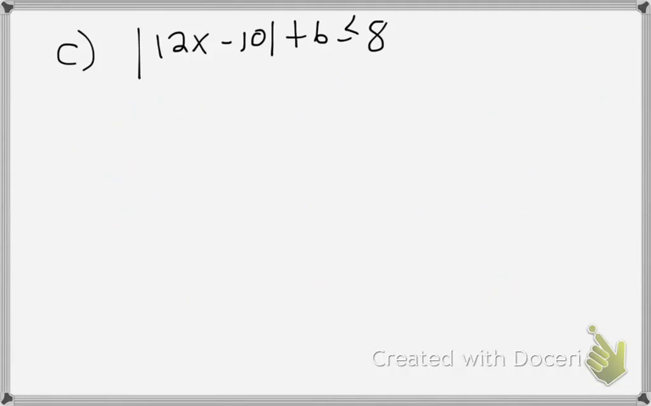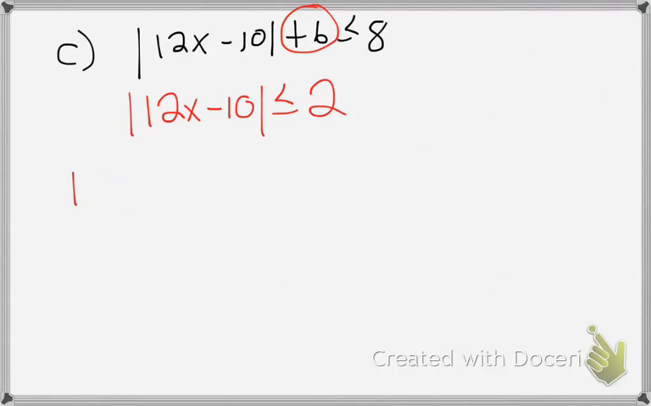Okay, our final example of an inequality. We've got the absolute value of 12x minus 10, plus 6, is less than or equal to 8. So when I go to solve this problem, I'm going to start by solving for the absolute value. So I need to get rid of this plus 6. So I've got the absolute value of 12x minus 10 is less than or equal to positive 2.